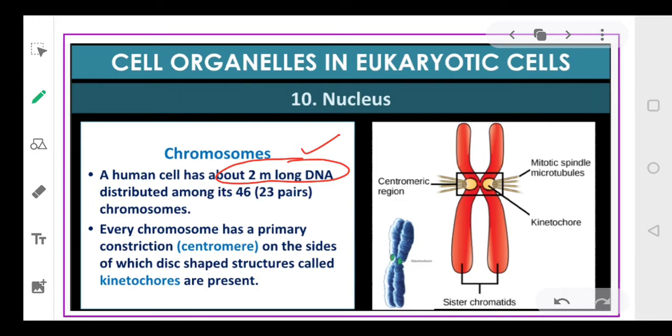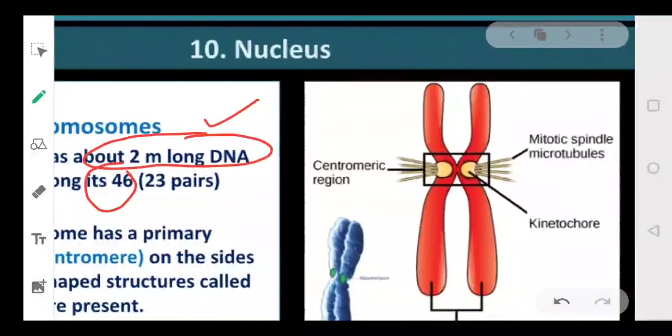Now when the cell prepares itself for cell division, then this 2 meter long chromatin fiber will arrange itself to form the 46 chromosomes, or the 23 pairs of chromosomes. So this 2 meter long chromatin material will condense to form the chromosomes. Now, one chromosome, see, you look at the structure of a chromosome. A chromosome basically is made up of 2 equal parts, and those 2 equal parts are called chromatids. What do we call them as?